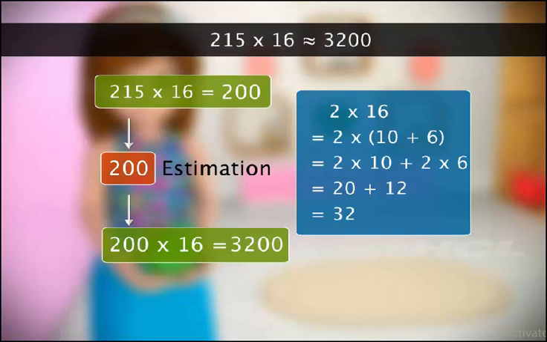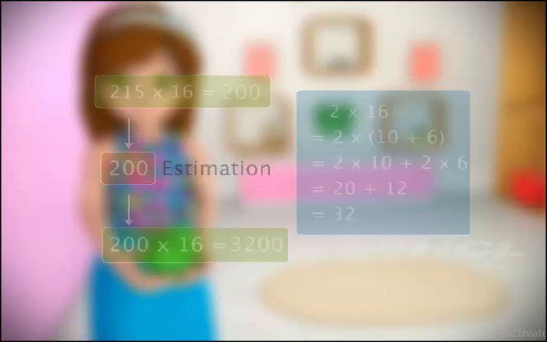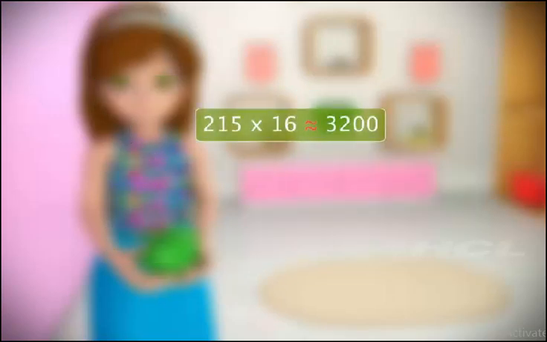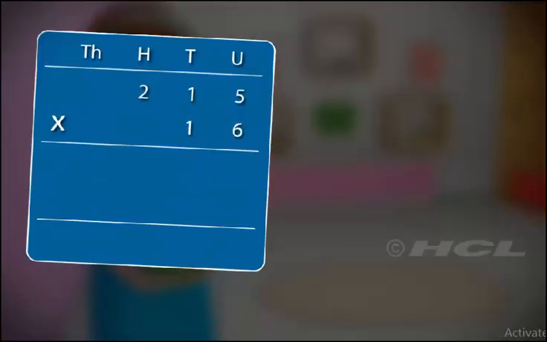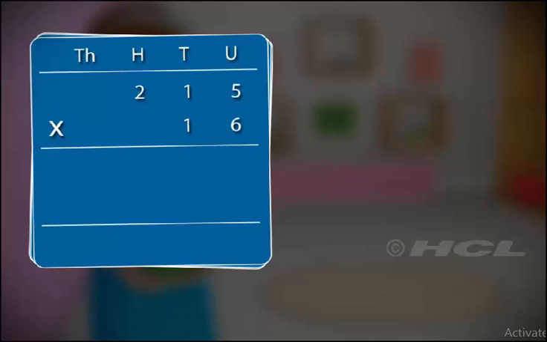This is the estimated product of 215 and 16. In other words, we can say that Stella has saved approximately 3,200 rands. A wavy equal to sign is used to indicate approximately equal to. Now, let's do the actual multiplication to verify our estimate.